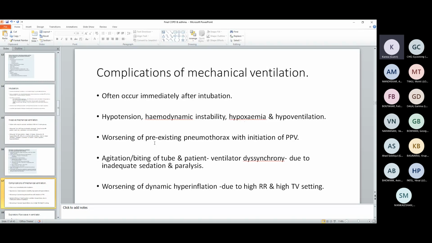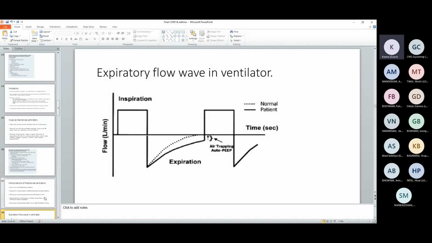If the patient has a pre-existing pneumothorax, that can get worse with the initiation of positive pressure ventilation. The patient can be agitated, biting on the tube and having dyssynchrony with the ventilator. In that situation, as already discussed, we can use sedation with or without paralysis. And there is a chance of worsening hyperinflation, which can be due to a high respiratory rate or high tidal volume setting. So we need to maintain a low respiratory rate and low tidal volume to overcome this.